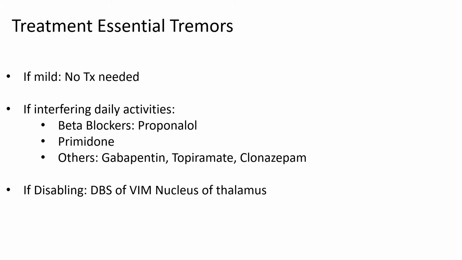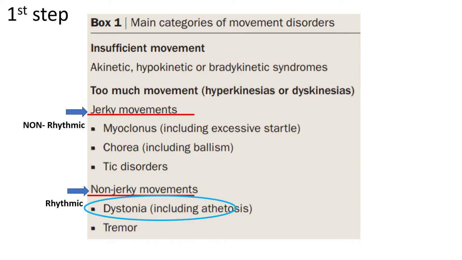The treatment of essential tremor: if it is mild, no treatment is needed as such, but if it is interfering with daily activities, beta blockers like propranolol are required. Primidone and other drugs like gabapentin and topiramate may also be required. If disabling, deep brain stimulation of the ventro-intermediate nucleus of the thalamus may be required. There is also something known as focused ultrasound thalamotomy. It is less invasive and nowadays it is more in vogue.